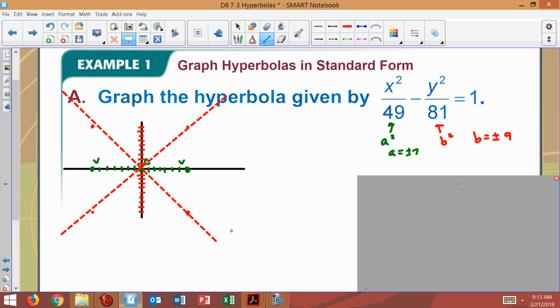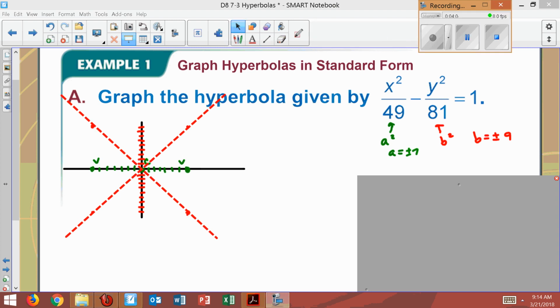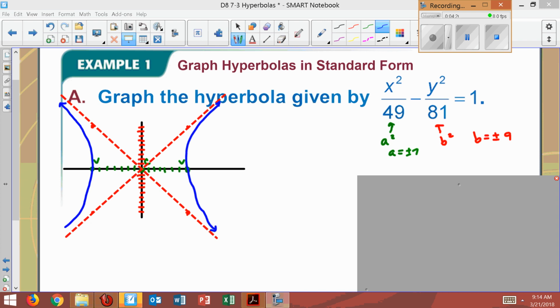Like that. And now I can draw my hyperbola. What I do is I'm going to draw from this vertex going up and towards this asymptote and down and towards this asymptote. And I'll do the same over here. So up and towards that asymptote, down and towards this asymptote. That's what my hyperbola will look like, something along this line.